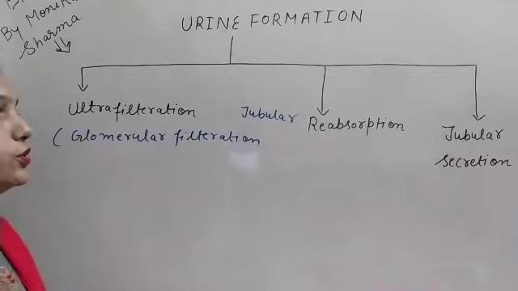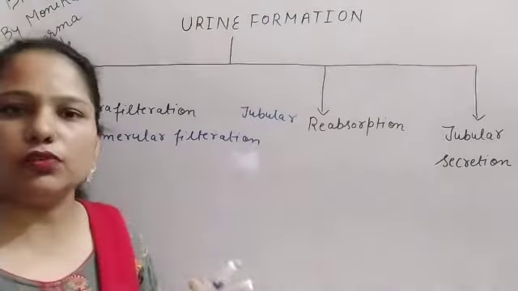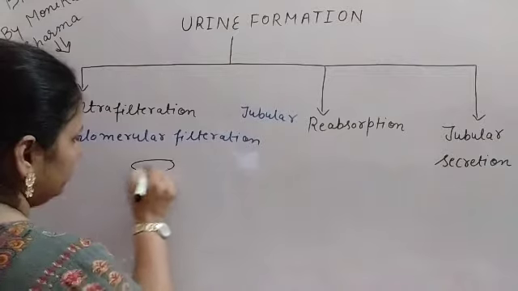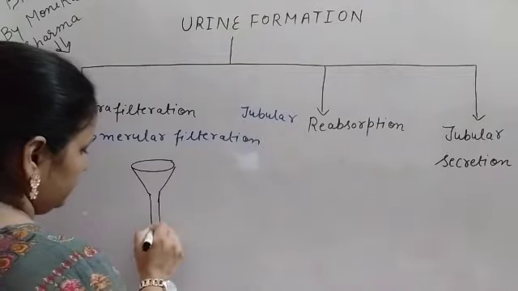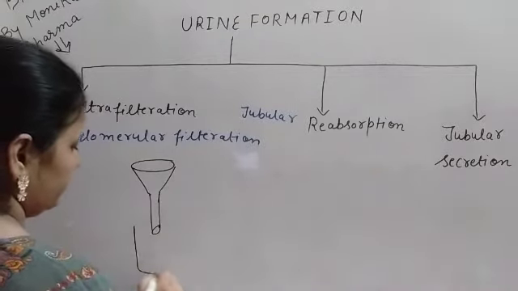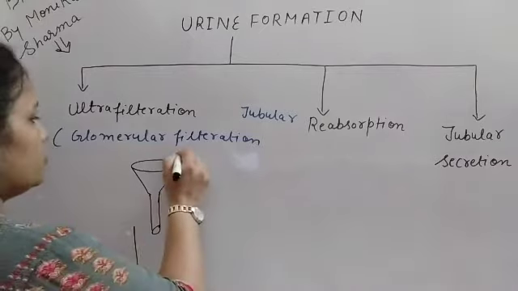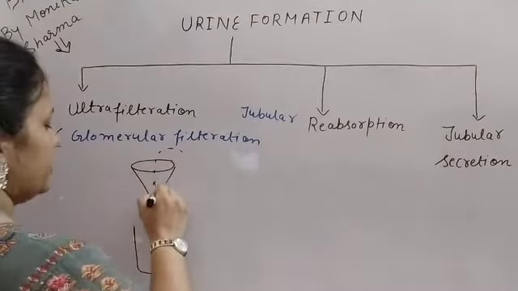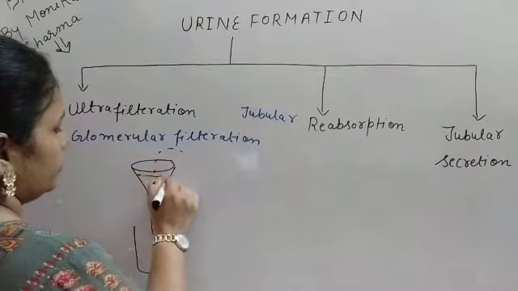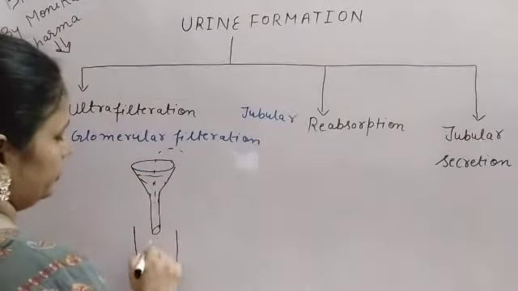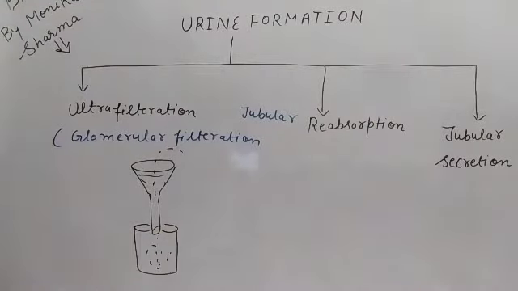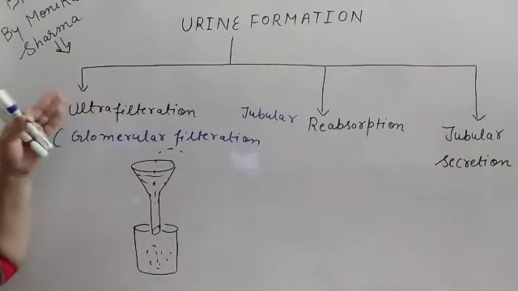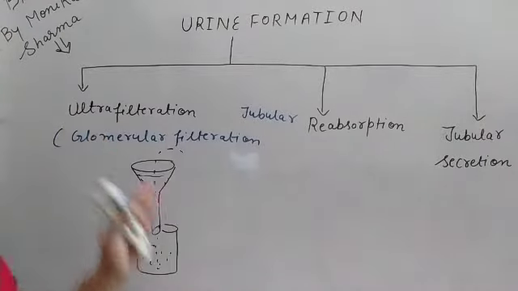If I tell you to filter anything, what will you do? You can take a funnel like this and a beaker. You can put the material inside this funnel, or use filter paper here, and then it is filtered into this beaker. This process is known as filtration, and this filtration is done in the nephron, and the nephron has different parts.